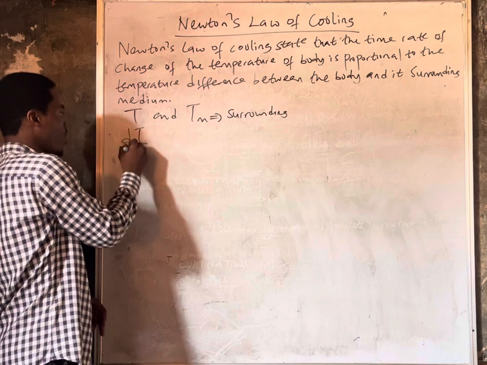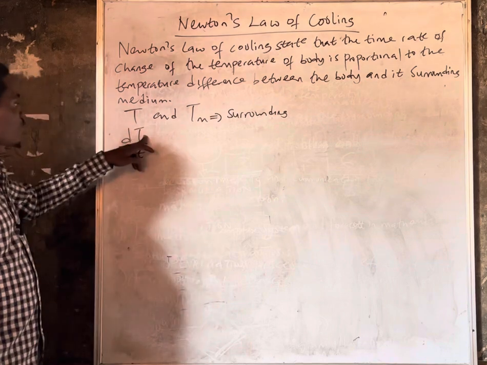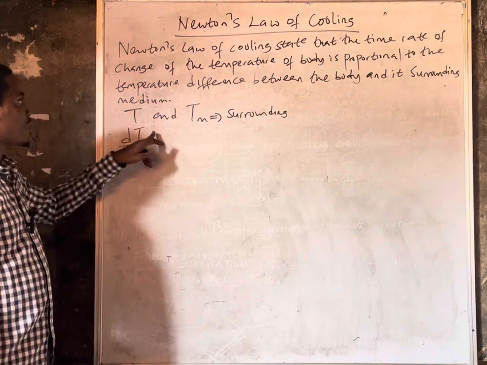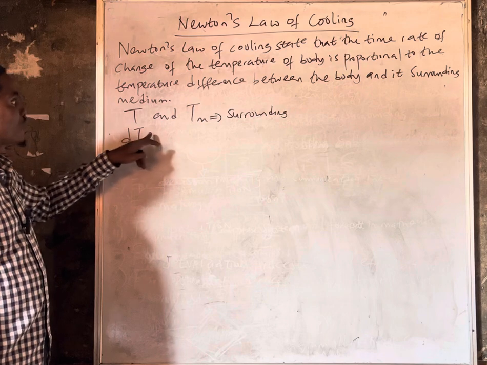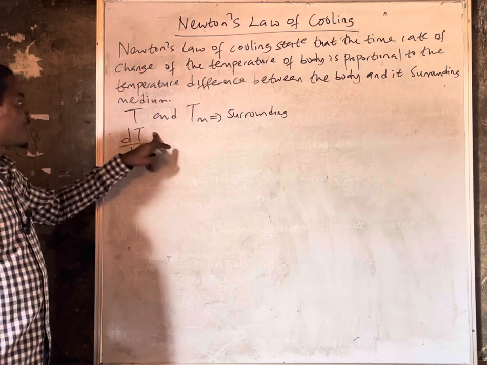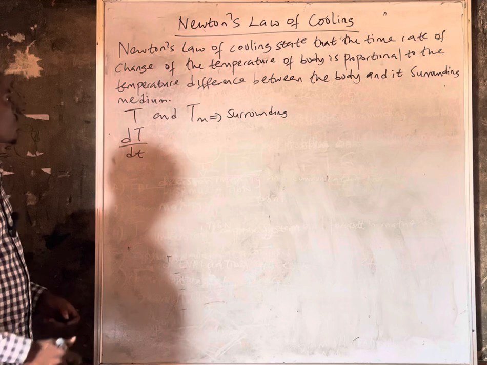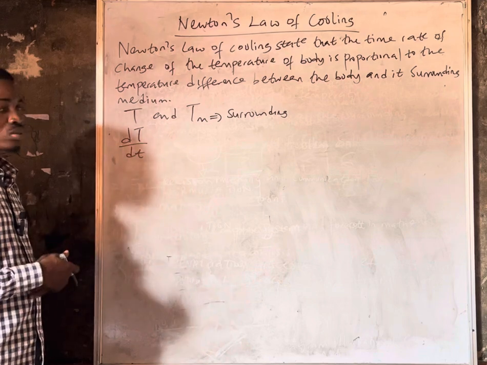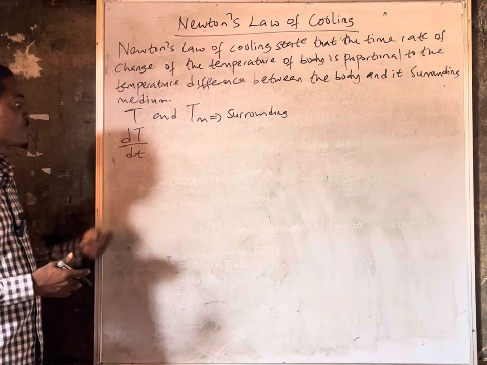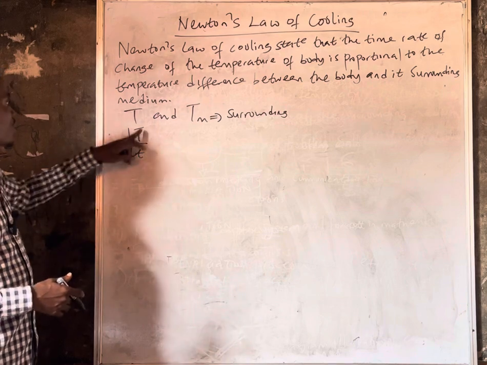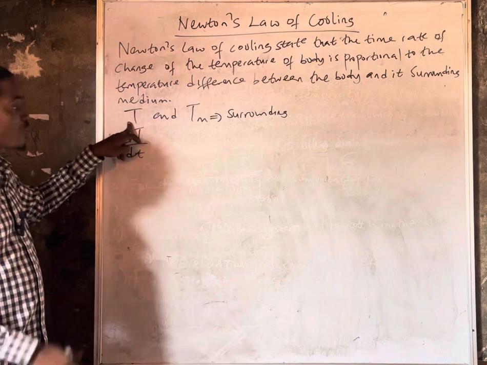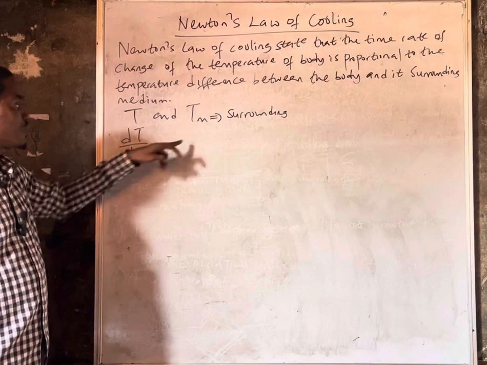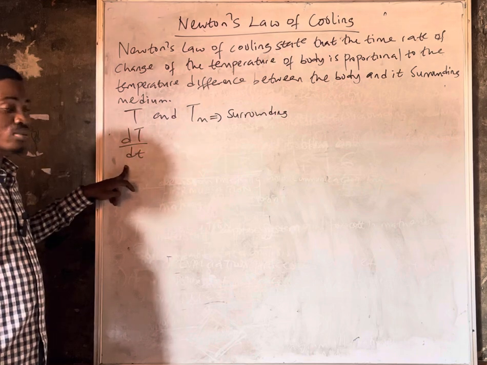It is dT over dt, and this is the time rate of change of temperature. The change in temperature of the body is dT over dt. So how can we now input this as an equation? How can we vary it directly to the surrounding? This is denoted as the temperature of the body, the temperature of the surrounding, and the time rate of change of the body.